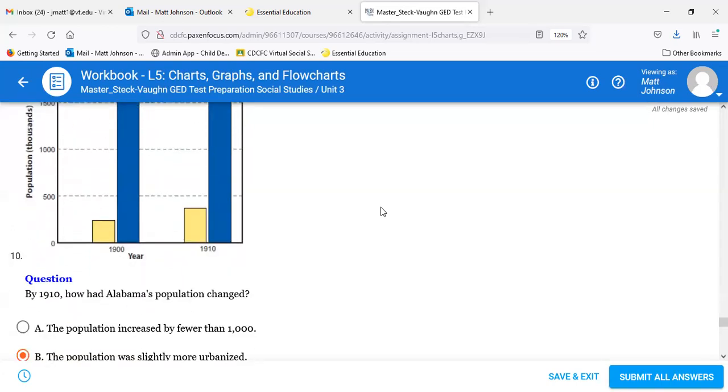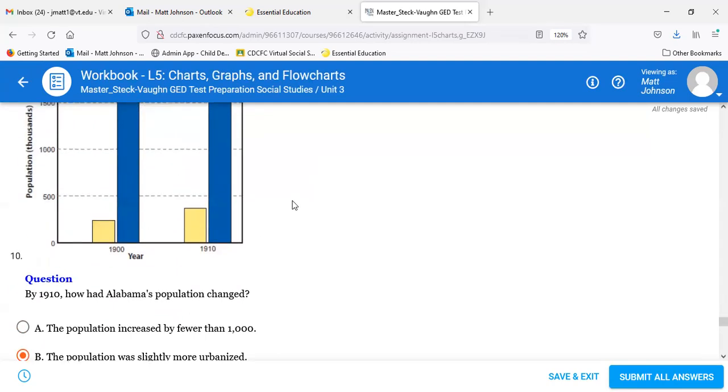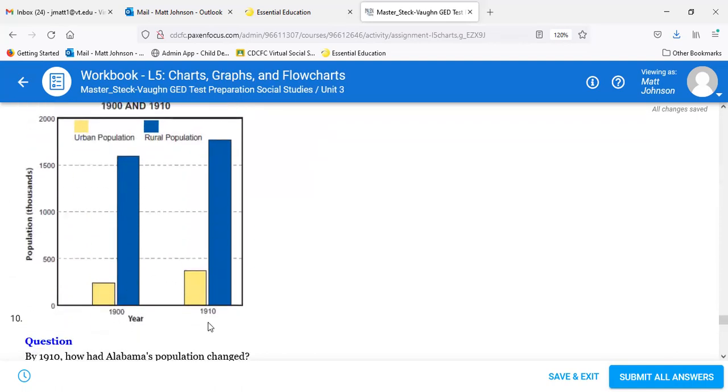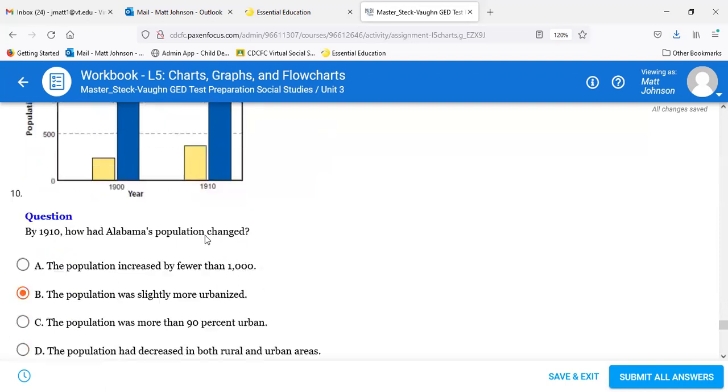Sorry, I thought you said B earlier there. So it's B as in boy. So B, yeah, it slightly increased its urban population, right? Yes, it did increase more than 1,000, right? Because when we're dealing with the population in the thousands, we know that that's going to be more than just 1,000. So it certainly increased more than 1,000. Not a whole lot, but it did.